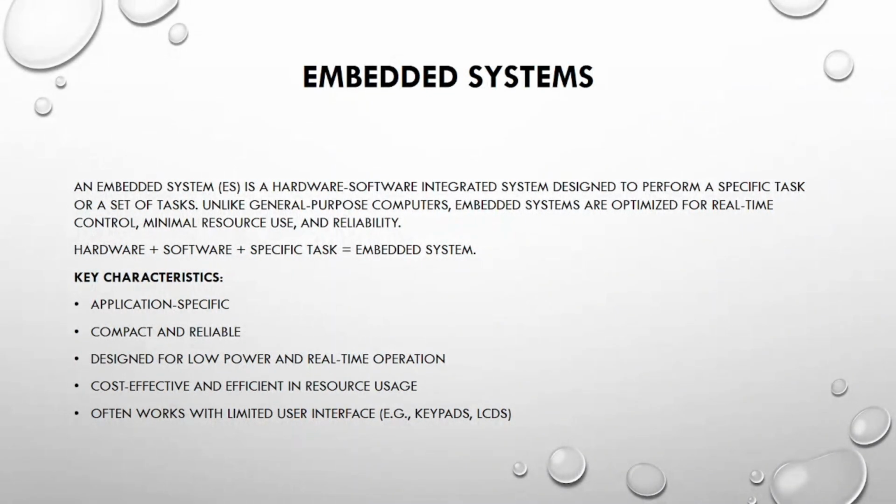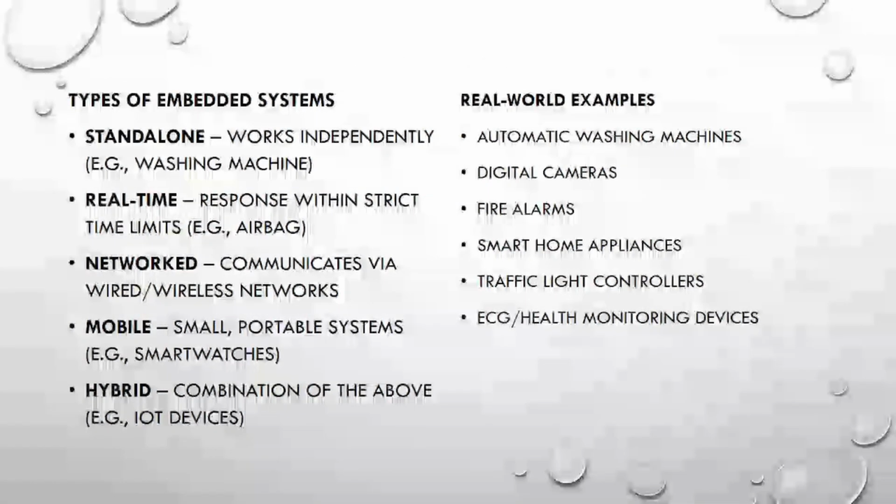The key characteristics of embedded systems are they are application specific, they are compact and reliable, they are designed for low power and real-time operation, and they are cost effective and efficient in resource usage. They often work with limited user interface, for example keypads, LCDs. And there are 5 types of embedded systems which are standalone, real-time, networked, mobile, and hybrid.